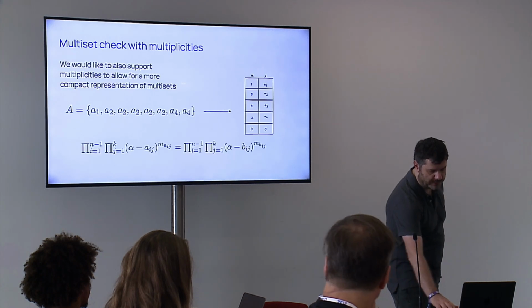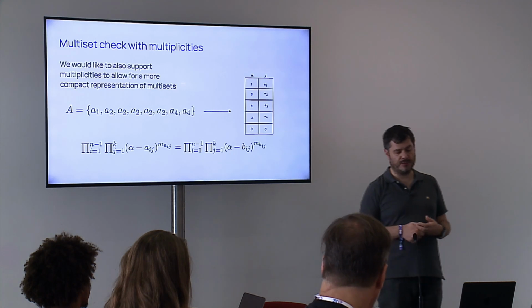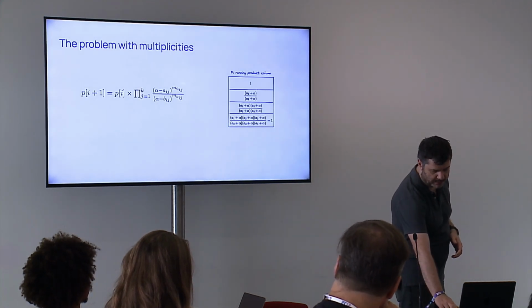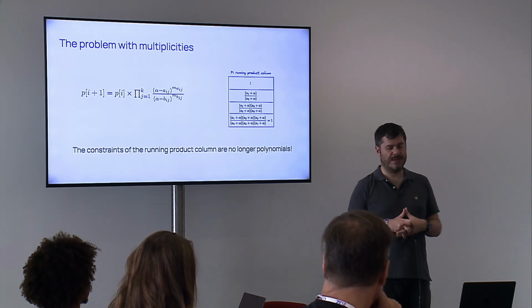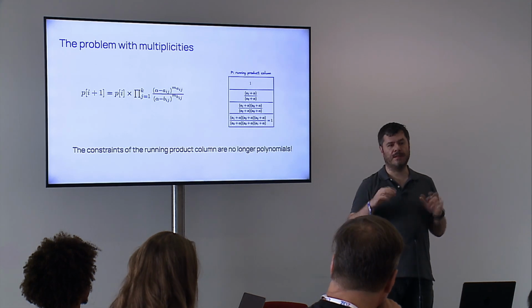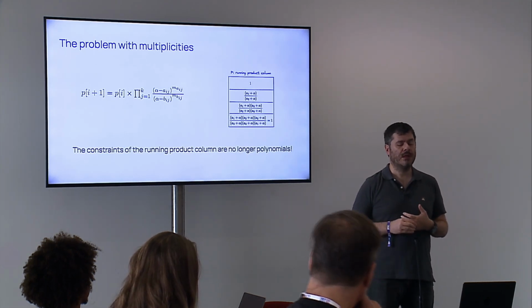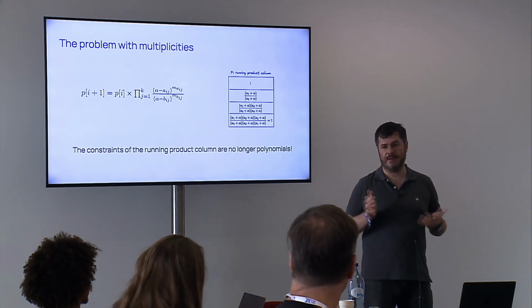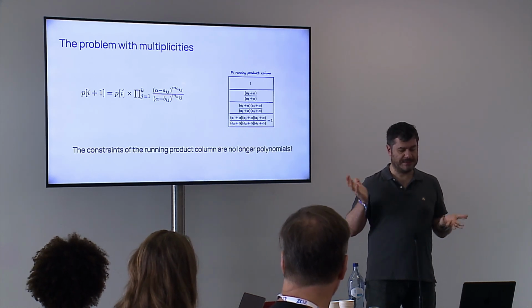So this would be a very cool thing to have, and here you can see a general form expression of how to do it. The problem, of course, is that the constraints are no longer polynomials. If in this most general form you try to apply multiplicity this way, you don't get the same polynomial constraints. So you are in a difficult spot.